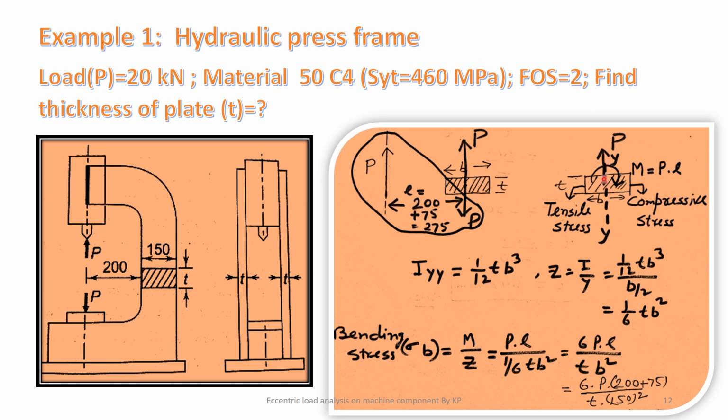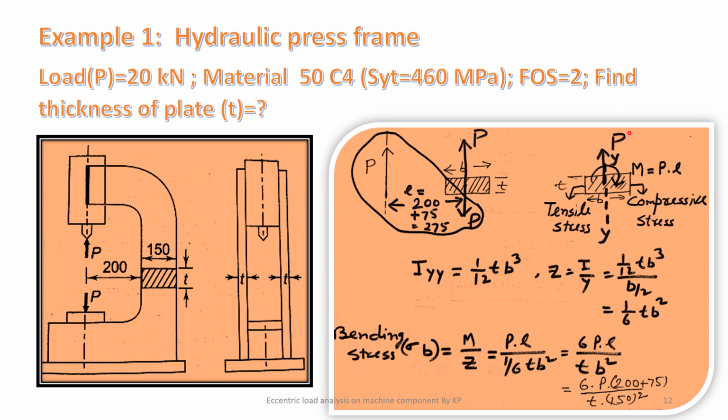Because of this direct tensile force, a tensile stress is produced inside the cross section. And because this bending is clockwise in nature, the bending stress will produce a compressive stress on the outer fiber and a tensile stress on the inner fiber. Now we have to find out the value of the bending stress. The bending stress formula is sigma b equal to M divided by Z, where M is the moment and Z is the section modulus. The moment value is P into E, and the value of Z is given here.